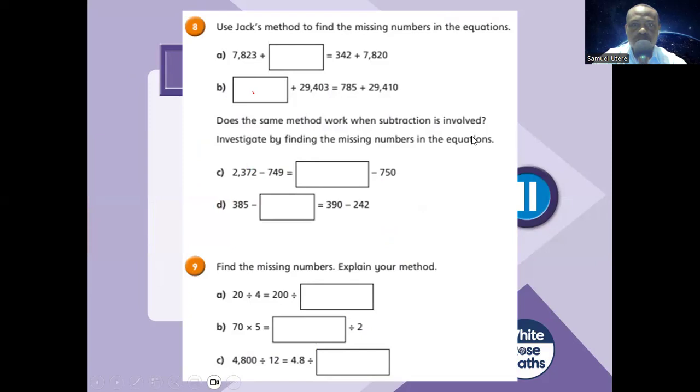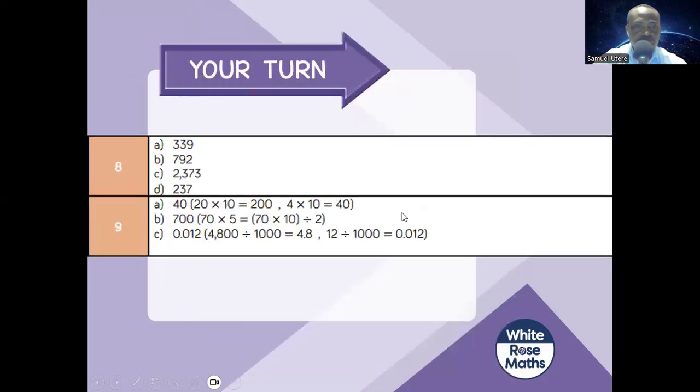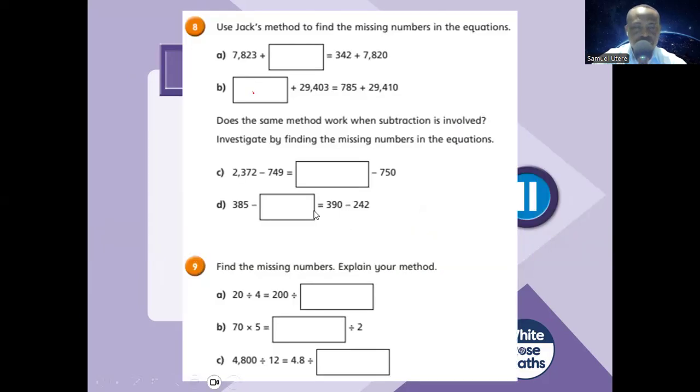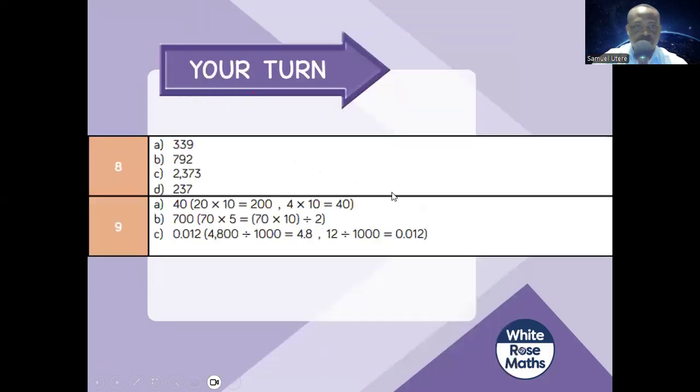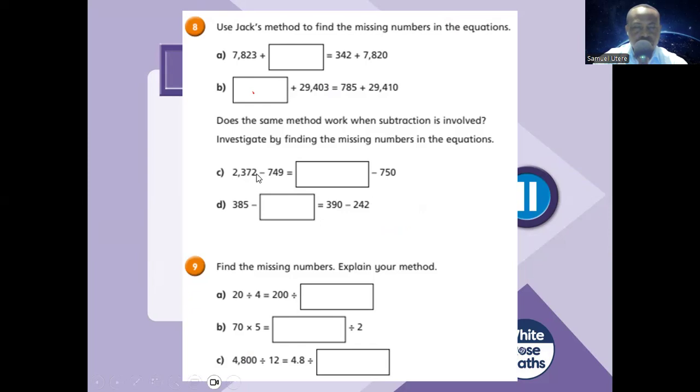So does the same method work when subtraction is involved? Investigate by finding the missing numbers in the equations. Okay. So that is for C. You can see 2373. That's one less compared to that. If it's going to work, we need to compensate. This is one more than this, so we need to compensate by making this one more. You see the calculation. This one is 2372. So you need to compensate for that here because this is one less. So you need to make this one more.